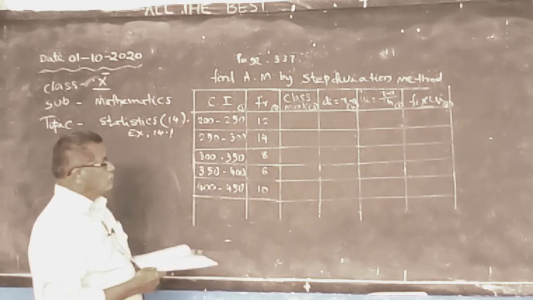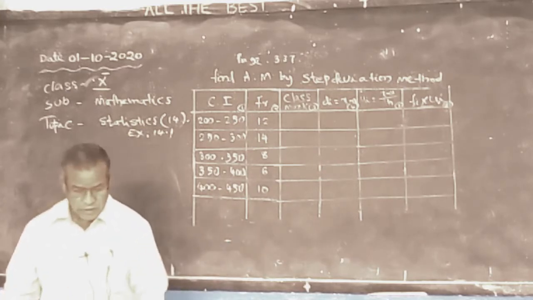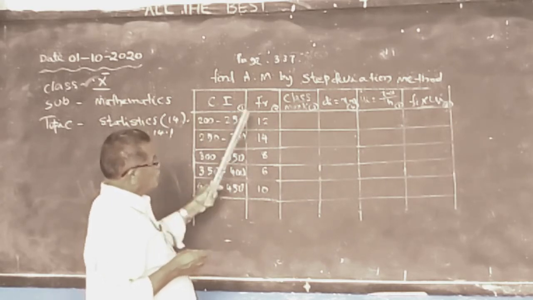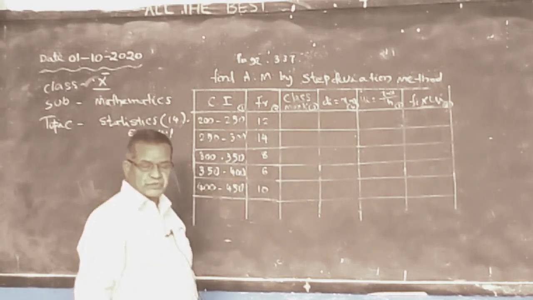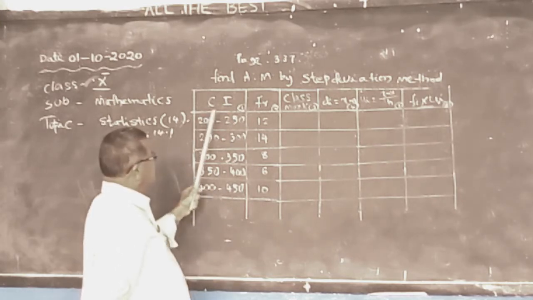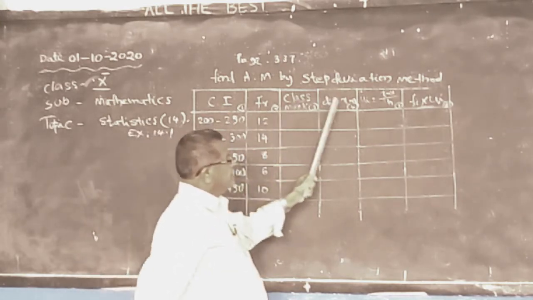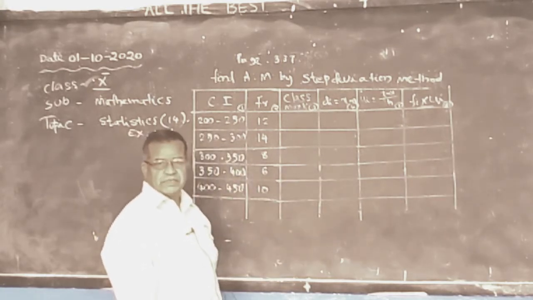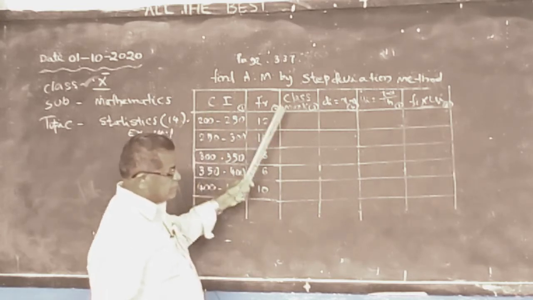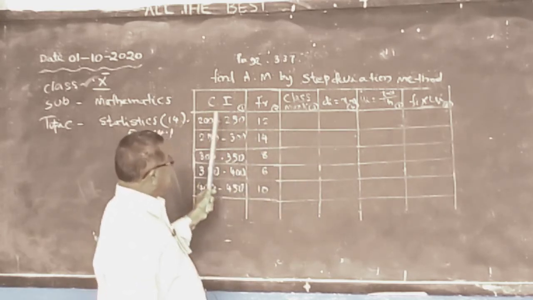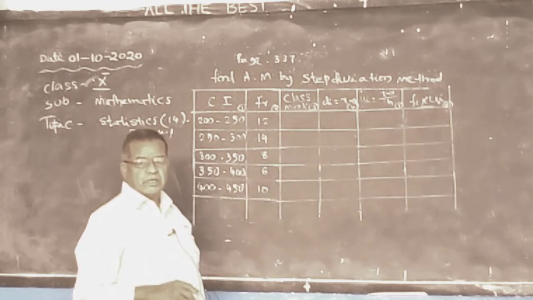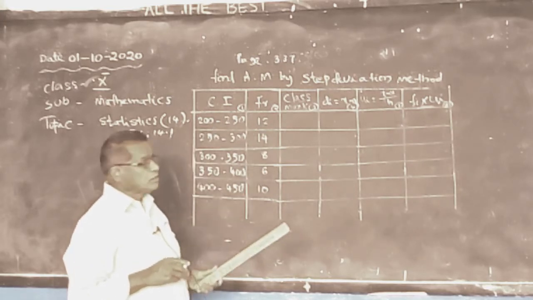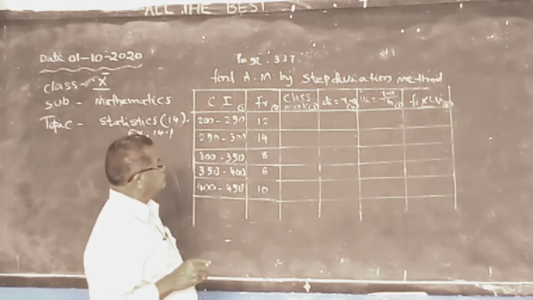Now, for the direct method, we have to draw only four columns: class interval, frequency, class mark, fi into x. For deviation, only five columns. And for the step deviation method, six columns. These two columns are given by the problem. Now we have to complete the third column.